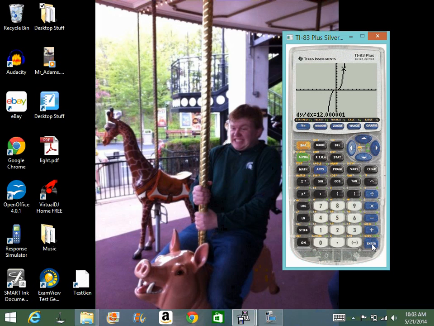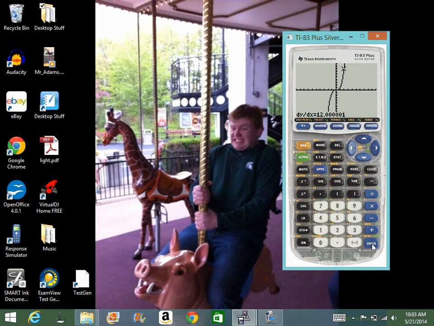But I guess when you think about it, though, if we were to round this to, say, 3 decimal places, we would toss that 0.000001 out anyways and round it to 12. Let's do another example. That was example number 1.